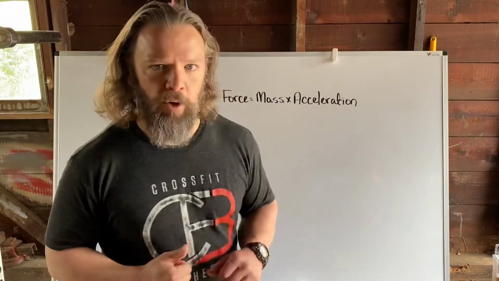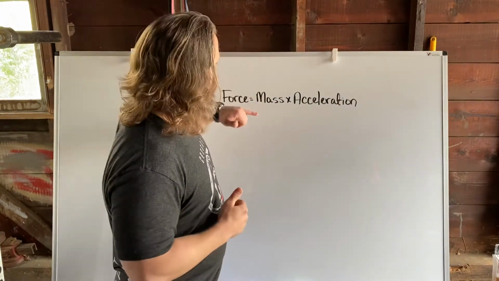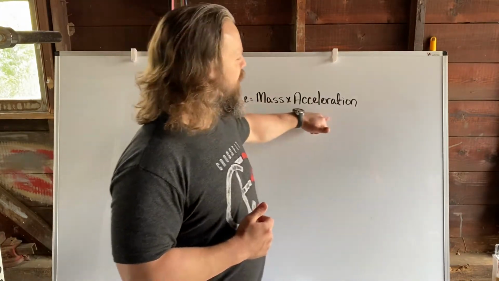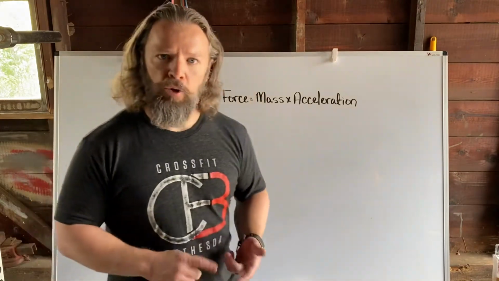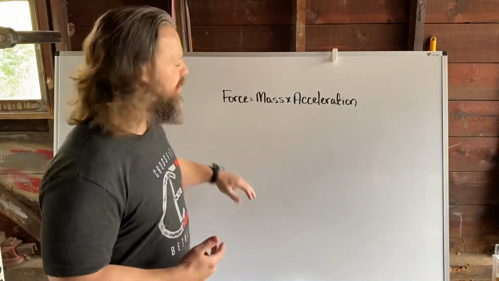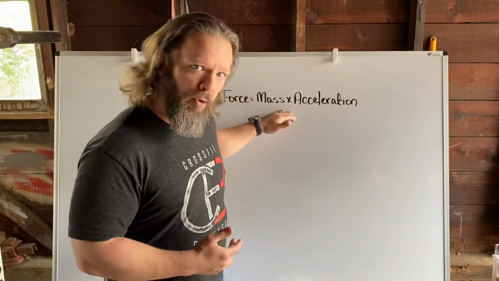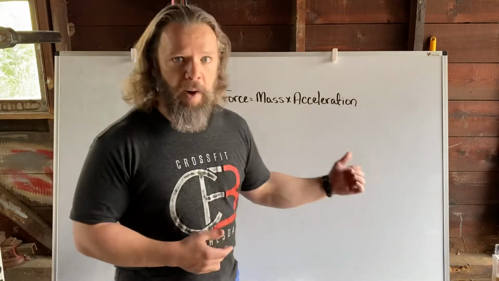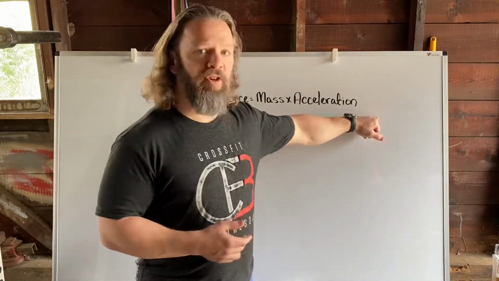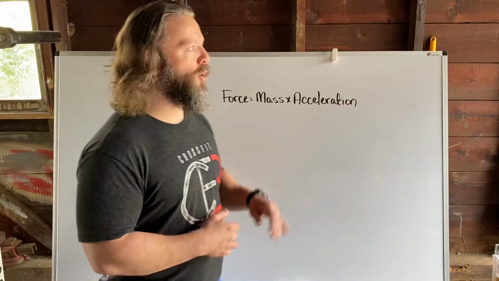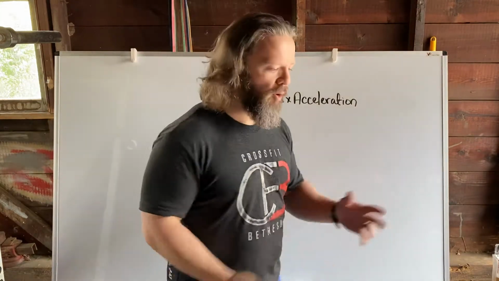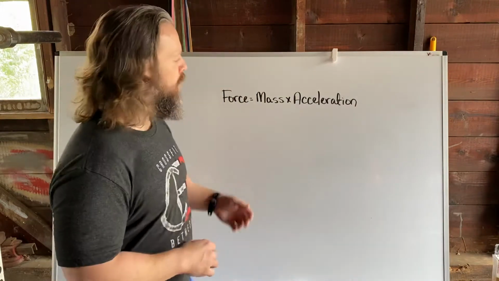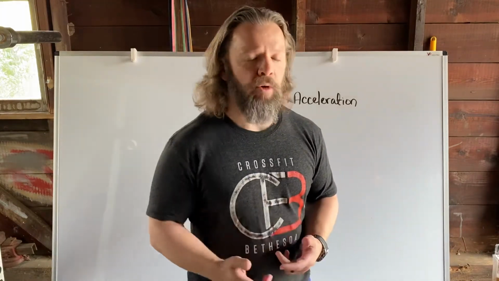And conveniently, I have that equation on the board behind me here, all right? So force equals mass times acceleration. So the force that you produce in any movement is equal to the mass being moved, whether that is an external object like a bar or just your own body, times the acceleration with which you move that object. So basically the velocity with which you are moving that object through space, okay? So when we talk about force production in any movement, the mass being moved is only one aspect of that.